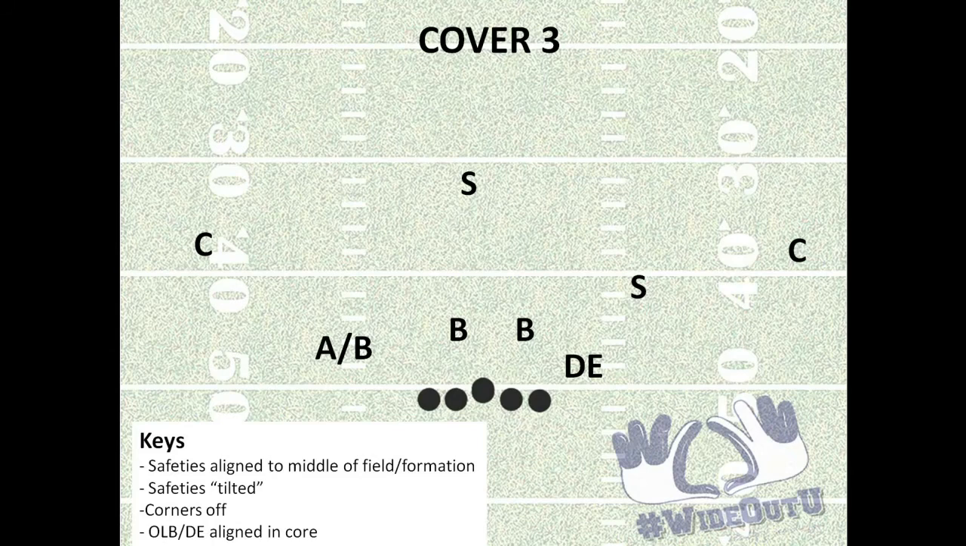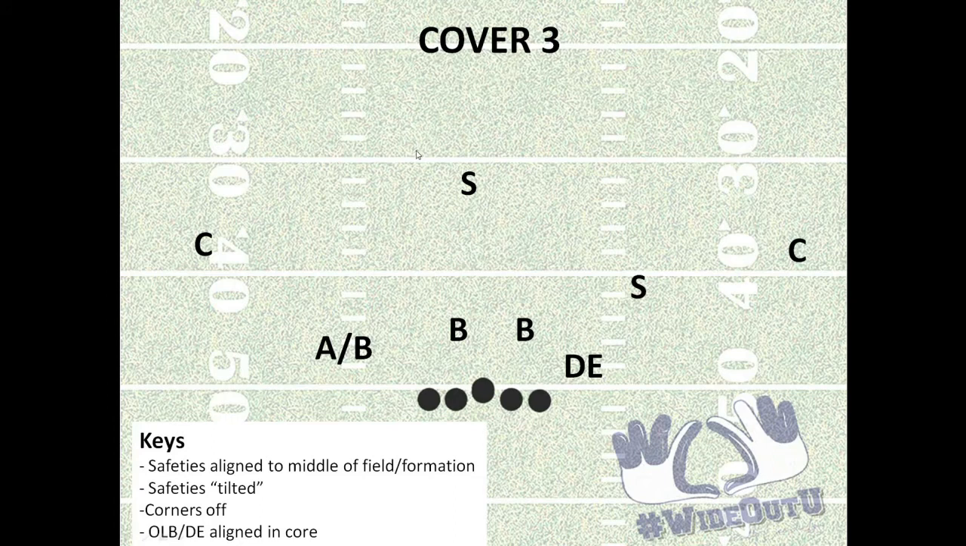Cover 3. You're going to look for a safety. One safety is going to be in the middle of the field. Another safety is going to be pressing up. And based on the different types of cover 3s, which we'll get into in a minute, this safety could be up in here. He could be up in here. He could be different ones.